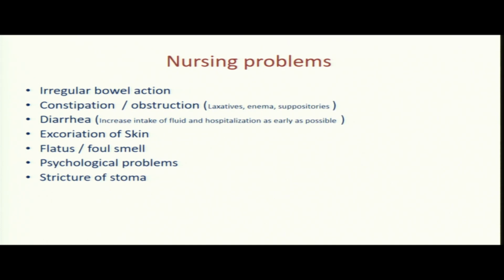What would be the nursing problems? Irregular bowel action. There may be constipation or obstruction. The patient may also have diarrhea. Also, there may be skin excoriations. There may be foul smell due to flatulence also. Psychological problems are usually expected for these patients, because this is not the normal routine for them. They are getting deviated from their day to day activity, which is going to be challenging, and emotionally they are facing problems in the elimination process.